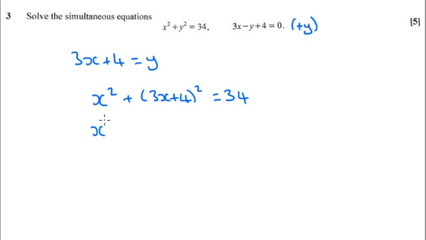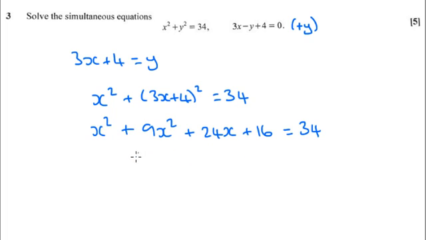Again, another expanding bracket. I'm going to do this one quickly. You can do it properly by writing the brackets out twice, but we're going to get 9x squared. We're going to get two lots of 3x times 4, so that's going to be 12x, so 24x, plus 4 squared, which is 16.